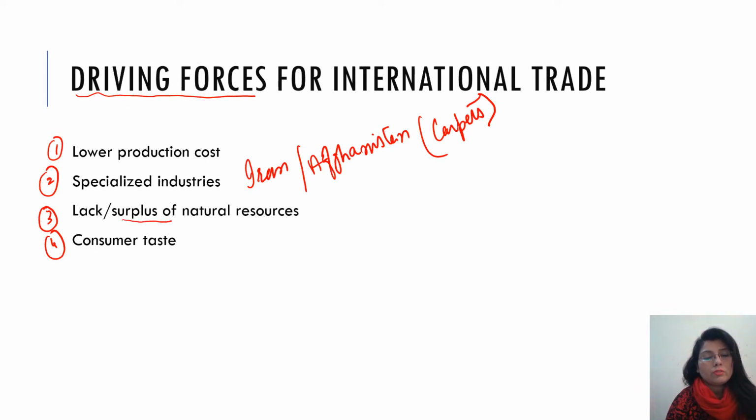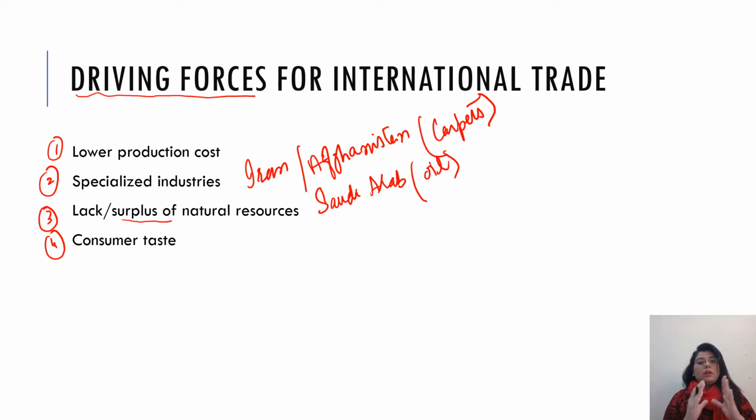Lack or surplus of natural resources. We take the example of Saudi Arabia. Every country has different kinds of natural resources, or in different amounts. For example, in Saudi Arabia there is a lot of oil. They are the richest country in the natural resource of oil. So after fulfilling the need of the country, if they have a surplus of oil, they will sell it to other parts of the world.